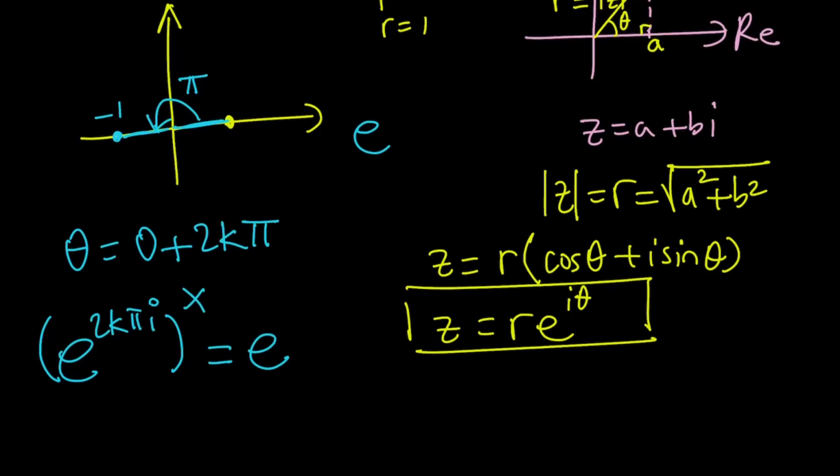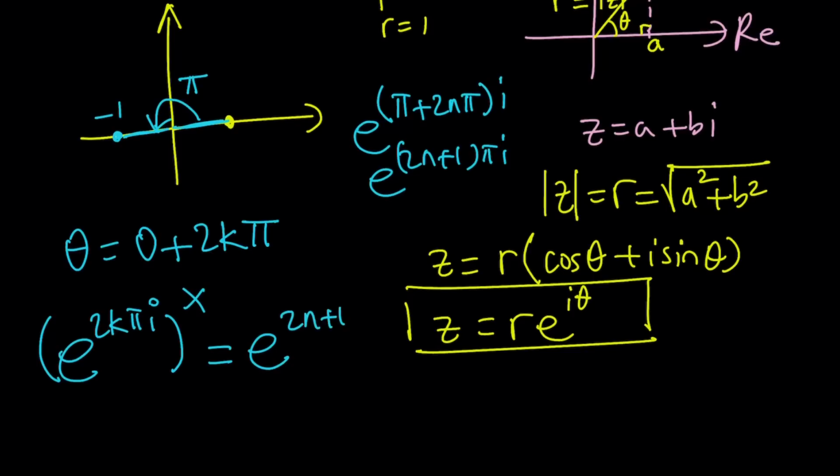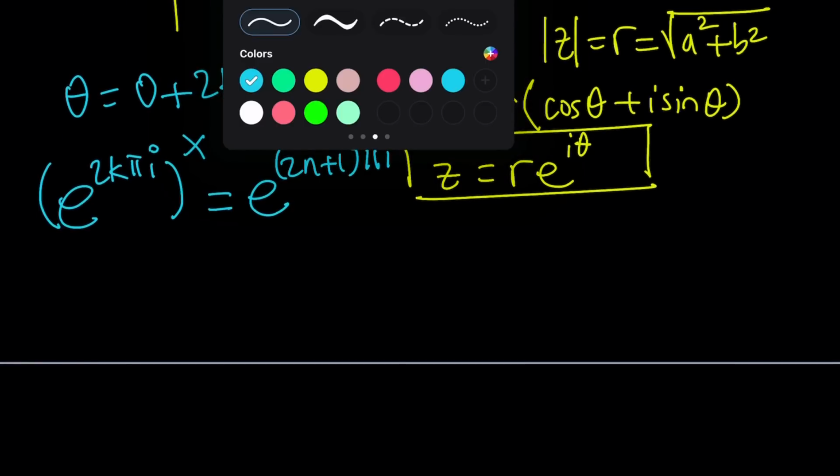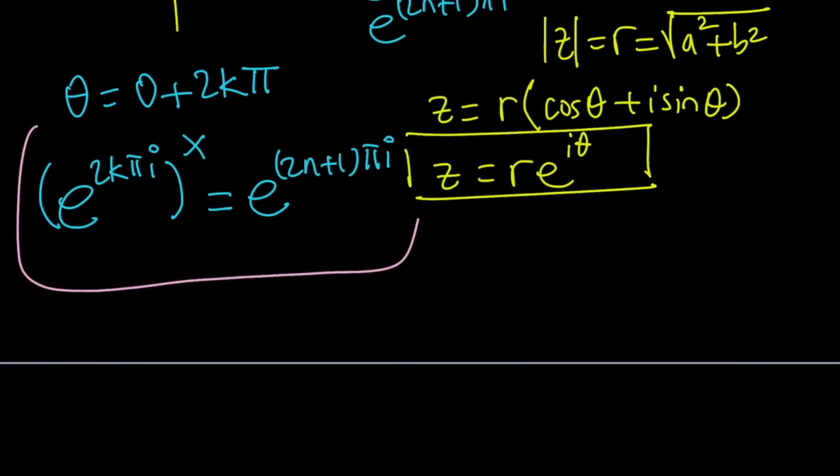So you can kind of write it like this: pi plus 2n pi, and then multiply the whole thing by I. Because what you multiply by I is always the angle, which is theta. Make sense? So we can kind of simplify this a little bit and write it as 2n plus 1 multiplied by pi multiplied by I. So we can kind of write this as e to the power 2n plus 1 pi I. So we get this equation. So everything that we try to do here was to obtain this equation.